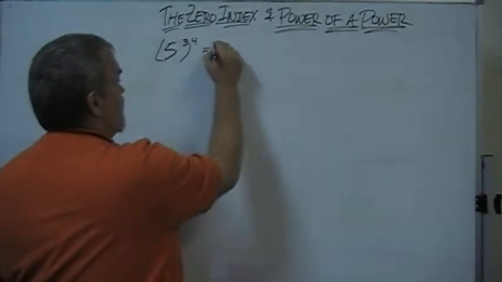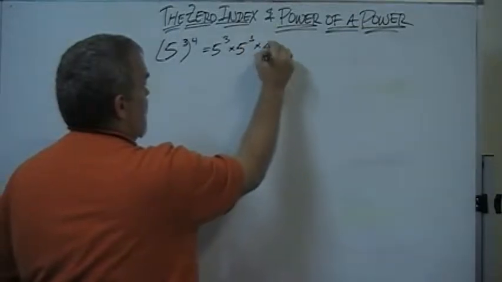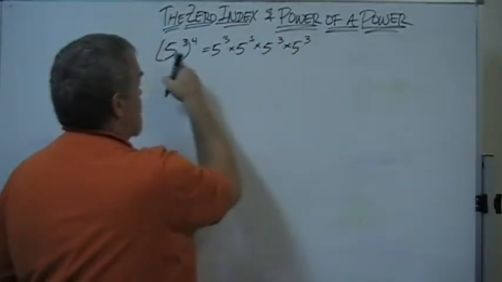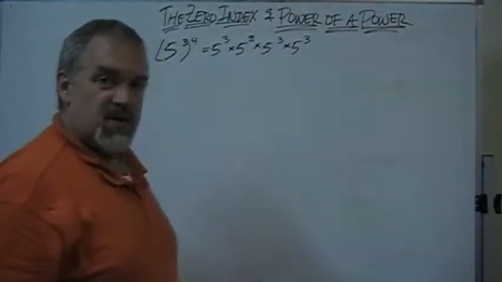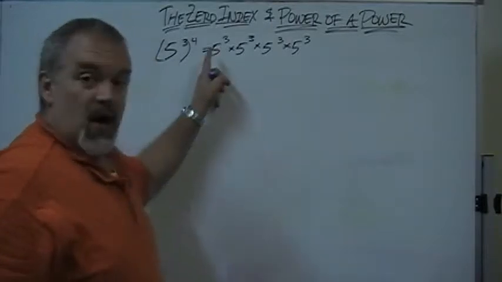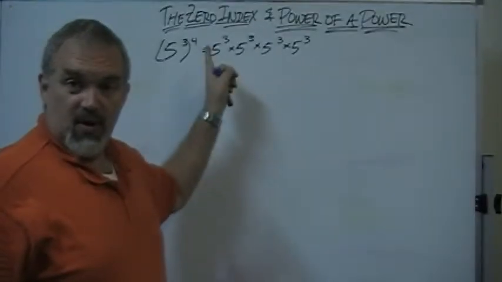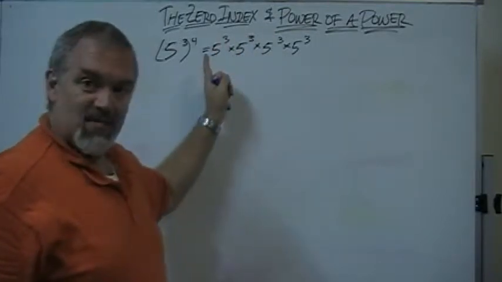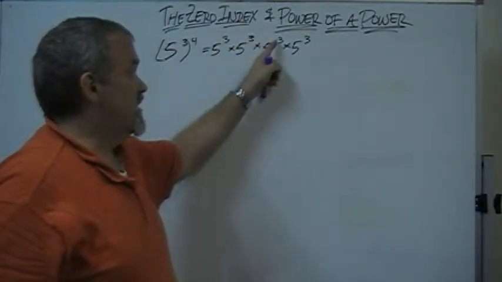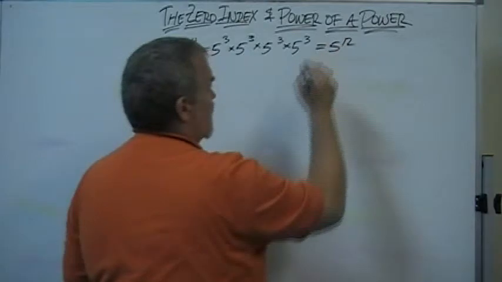Now if I were to expand that, this would be 5 cubed times 5 cubed times 5 cubed times 5 cubed, which means 5 cubed to the 4th. 1, 2, 3, 4. And if we were to simplify that further, you know how to do these: multiplying expressions with the same base. What do we do with the exponents? We add them together. 3 plus 3 is 6, plus 3 is 9, plus 3 is 12. Gives me 5 to the 12th.